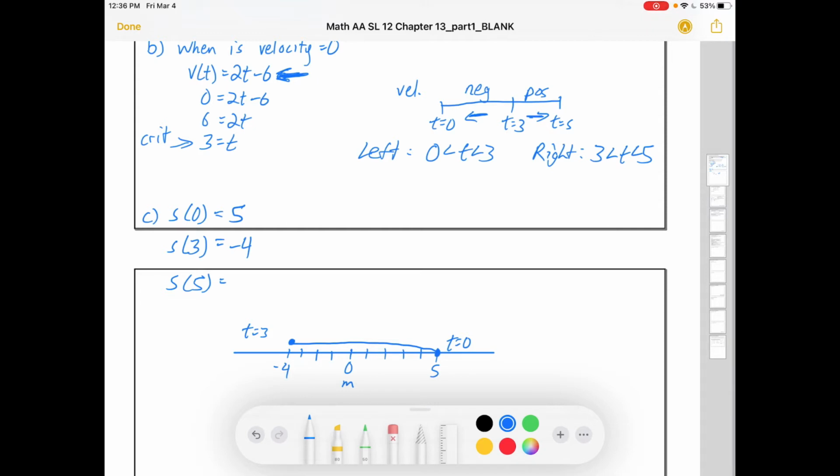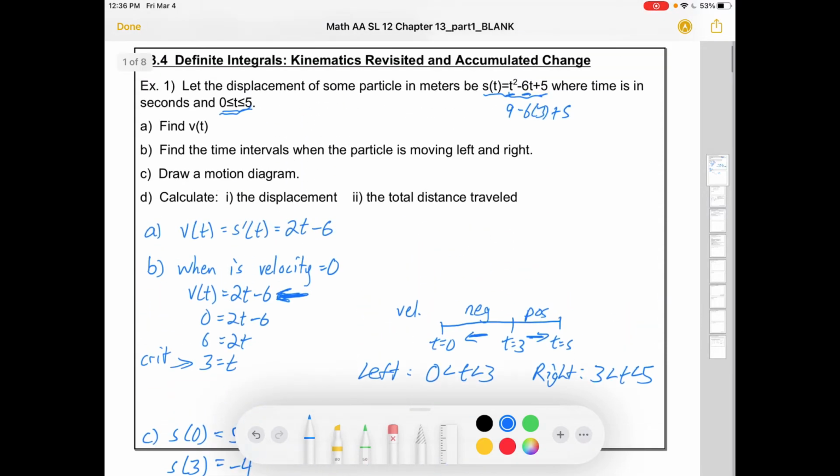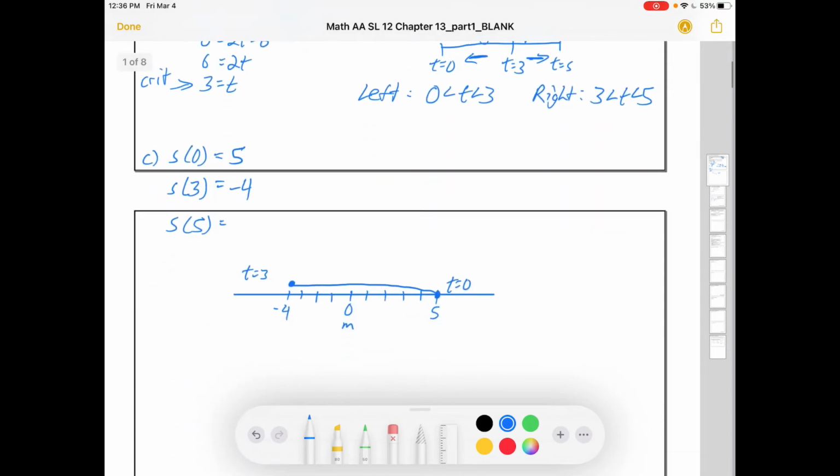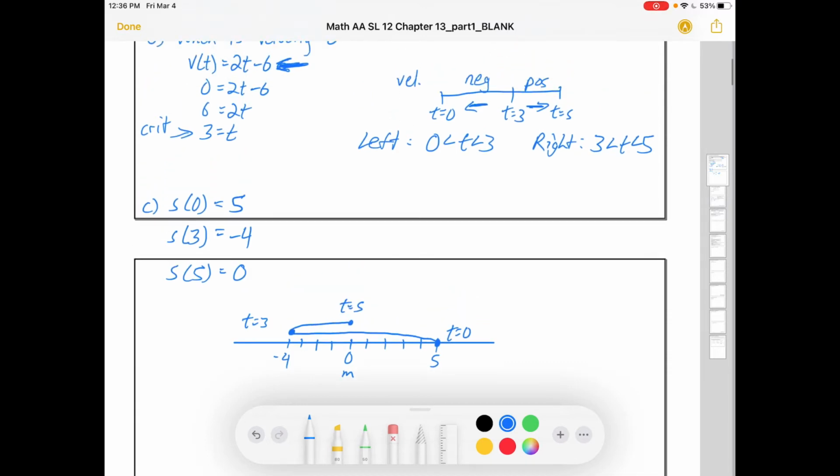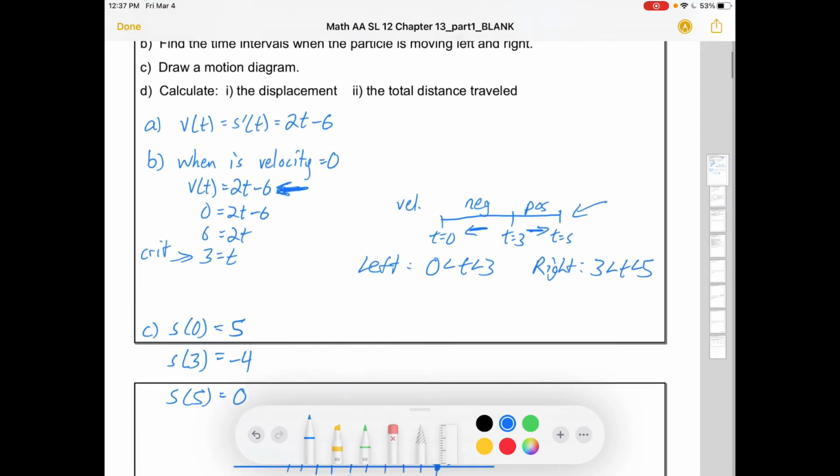Okay. And then finally, where does it end up? When t is 5, we'd have, let's see, 25 minus 6 times 5 plus 5. We'd have 0. So it would go back towards the origin at t equals 5. Does this make sense with our velocity diagram here? Yeah, it moved left, then it moved right. So notice in the motion diagram, the x-axis is position. In the velocity sign diagram, the axis that we're using, or the way we're chunking it up, is with time. Now here are the questions we want to answer.